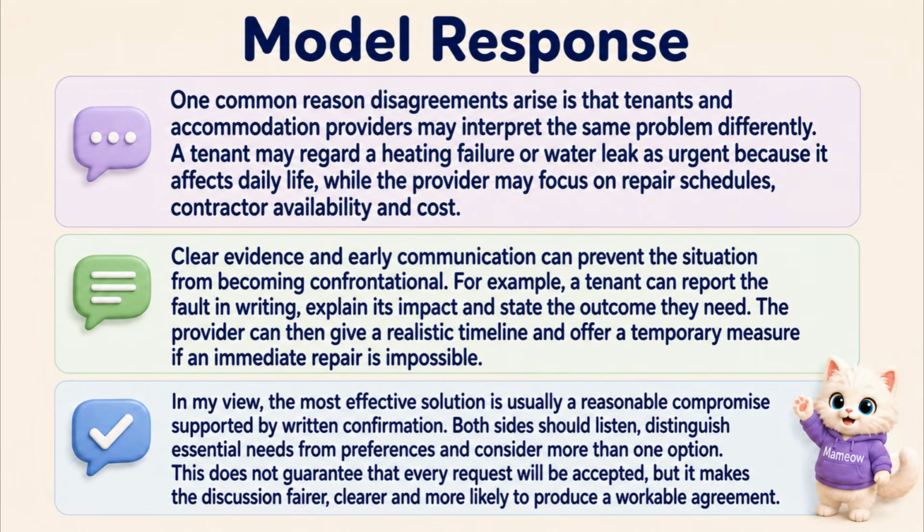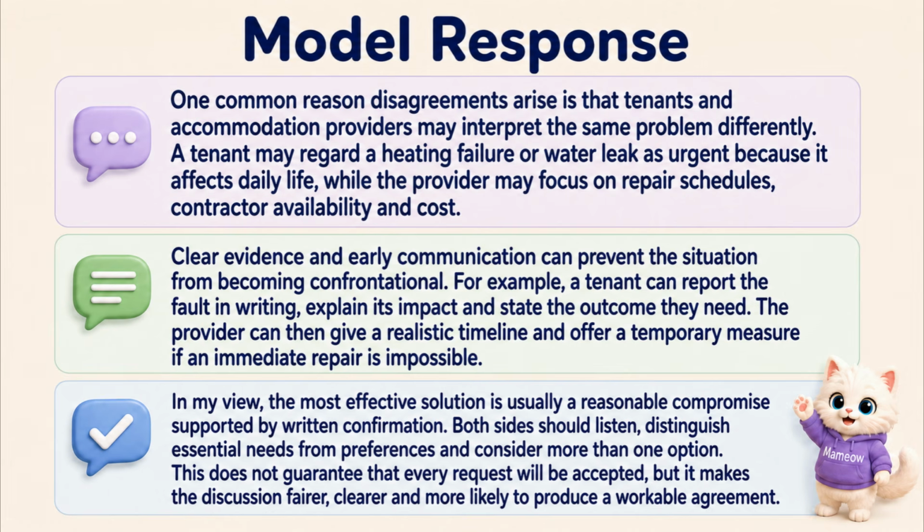Here is a model response. One common reason disagreements arise is that tenants and accommodation providers may interpret the same problem differently. A tenant may regard a heating failure or water leak as urgent because it affects daily life, while the provider may focus on repair schedules, contractor availability, and cost. Clear evidence and early communication can prevent the situation from becoming confrontational. For example, a tenant can report the fault in writing, explain its impact, and state the outcome they need. The provider can then give a realistic timeline and offer a temporary measure if an immediate repair is impossible.